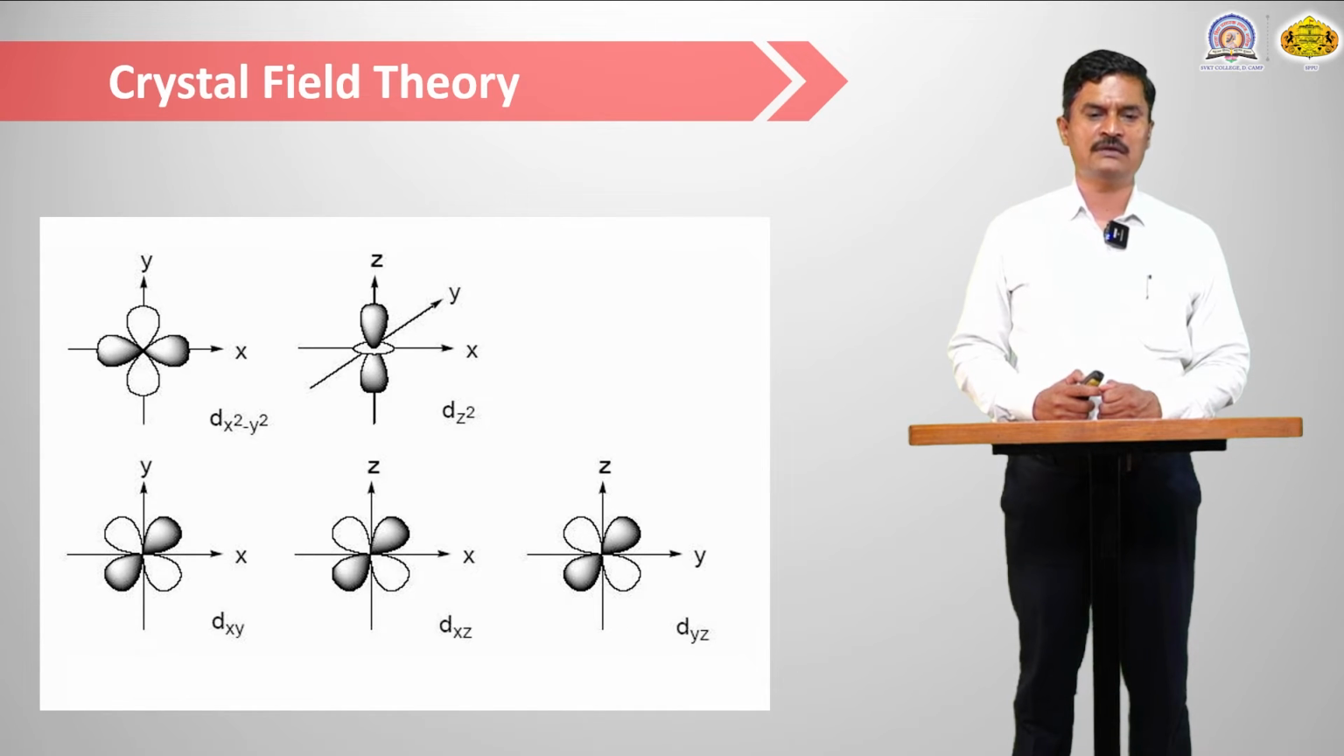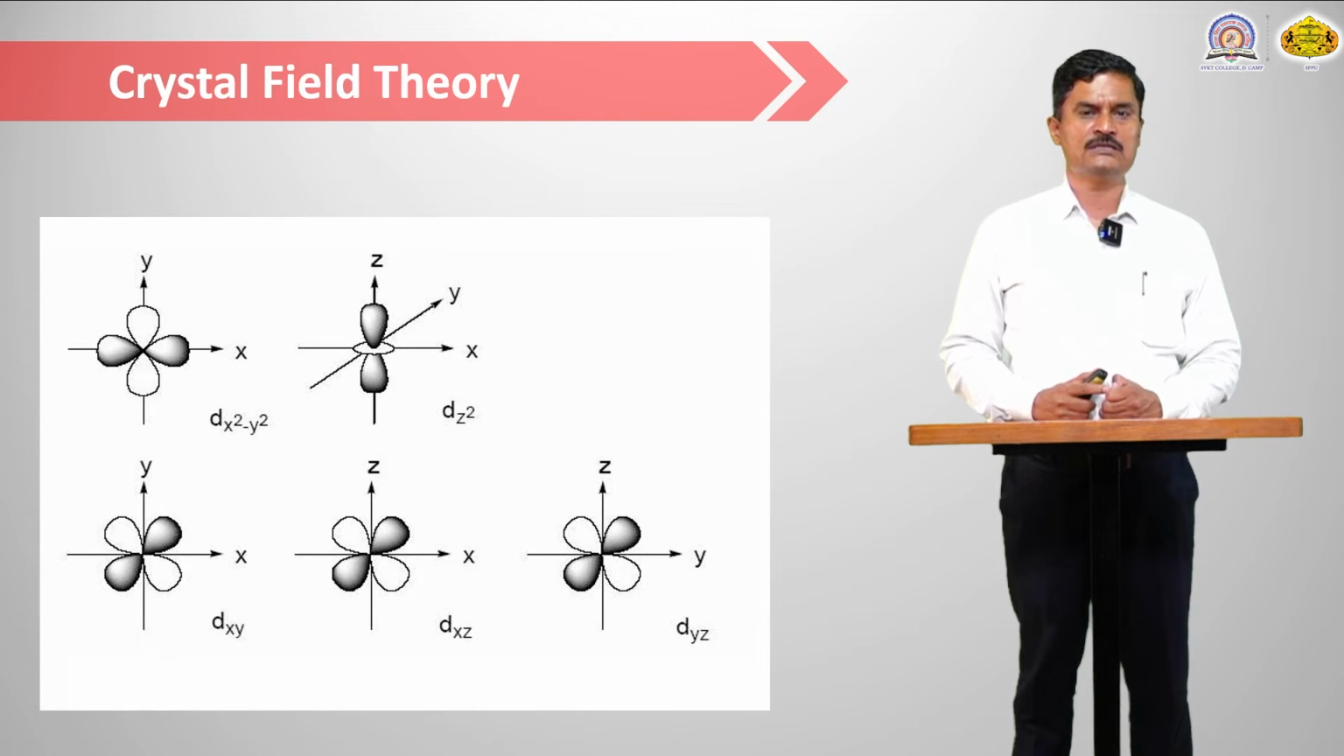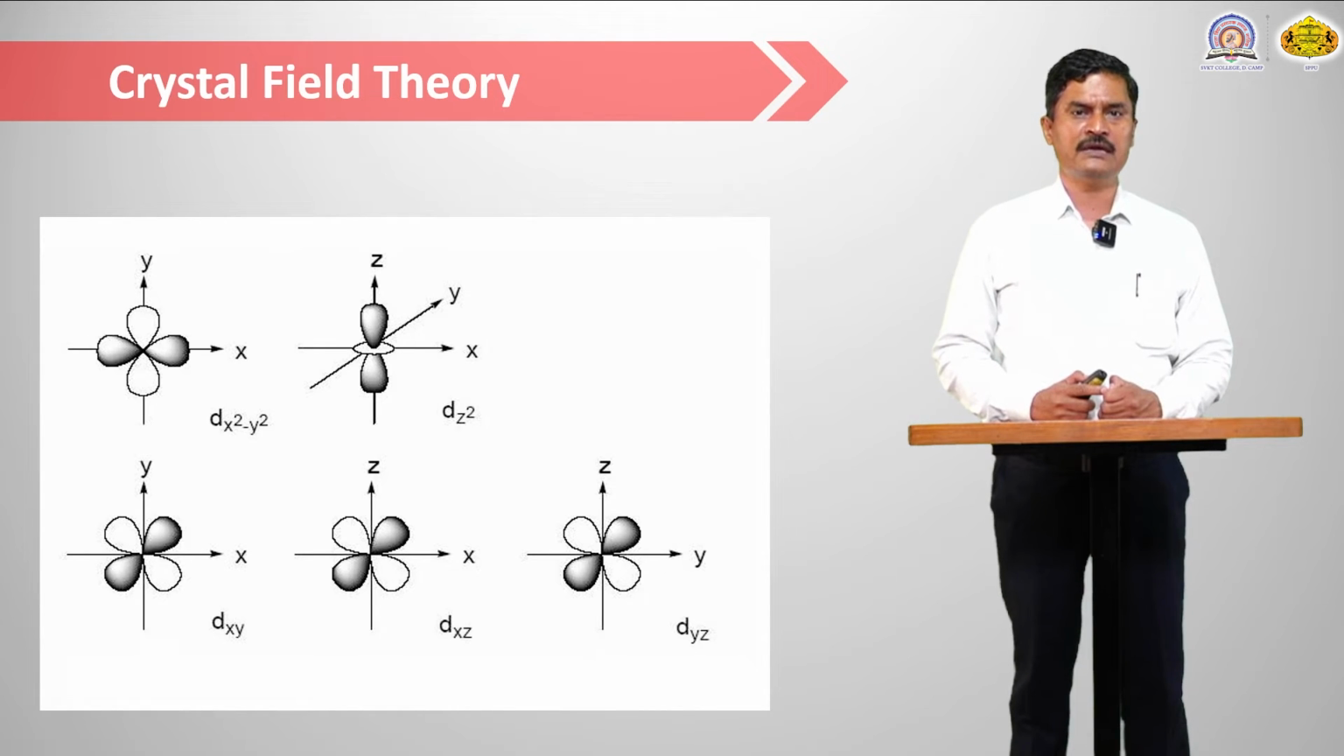The first two orbitals, dx square minus y square and dz square, have their lobes on the axes, as this figure clearly indicates, while the other set, dxy, dyz and dxz, have their lobes in between the x, y, z axes. That is why the degeneracy of the d orbitals is removed in the presence of the ligand field.